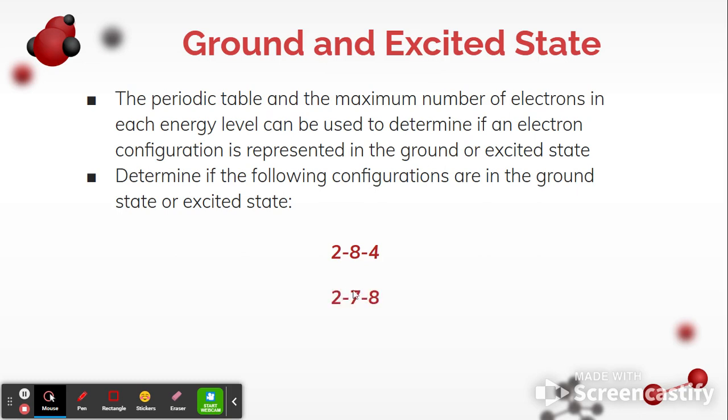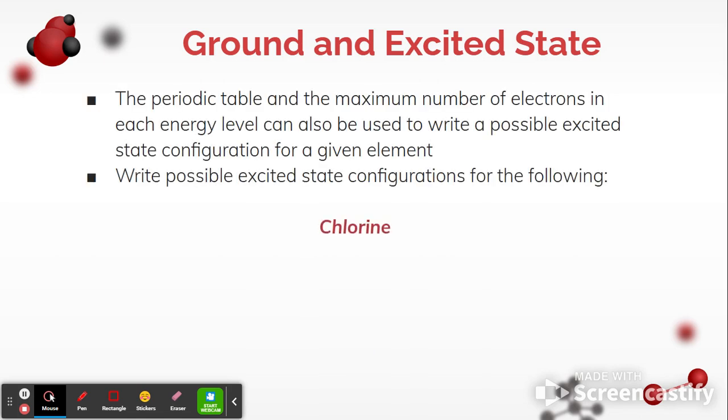In this case, since there are only 7 electrons in the second PEL, whereas it could hold 8, this is an example of an electron configuration that is indicative of the excited state. The same applies to the third electron configuration, since the first PEL has a capacity for 2, where in this case only 1 electron is there. This is also indicative of this atom being in the excited state. The periodic table and the maximum number of electrons in each energy level can be used to write a possible excited state configuration for a given element.